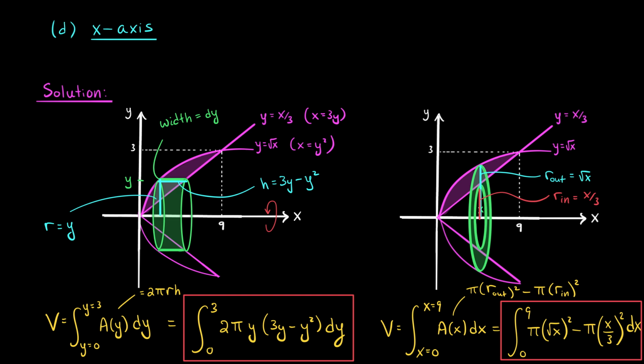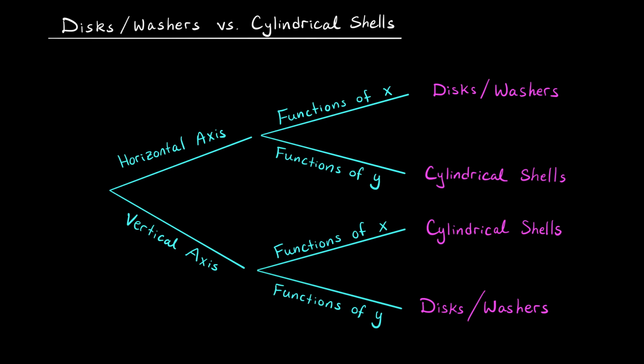Let's now wrap up this video with a couple pointers on when to use shells versus when to use disks or washers. The choice to use shells versus disks or washers will ultimately come down to two factors. First, the type of axis around which you're rotating, and second, whether you would prefer to work with functions of x or functions of y. As we saw in the last example, if you're rotating about a horizontal axis and wish to work with functions of x, the disk/washer method will be the better approach.